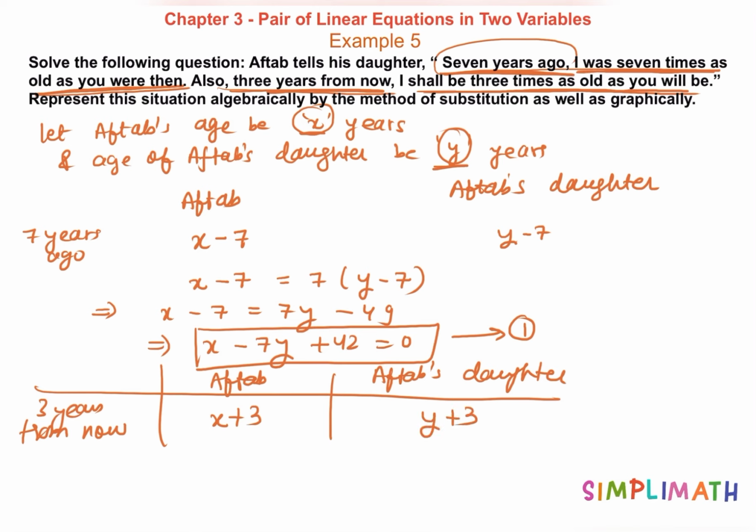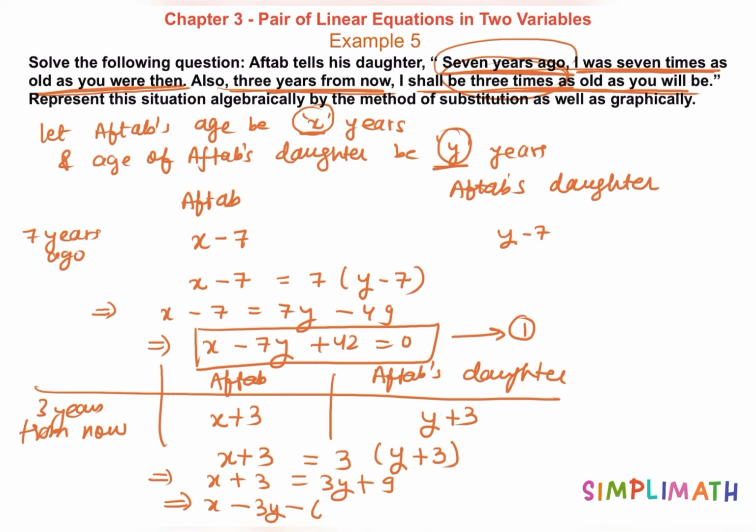Now we are given that 3 years from now Aftab's age would be 3 times his daughter's age. So Aftab's age 3 years from now would be 3 times that of his daughter's age 3 years from now. So now let us solve this. What do we get? x plus 3 equals 3y plus 9. So I can write this as x minus 3y minus 6 equal to 0. So this is our second equation.